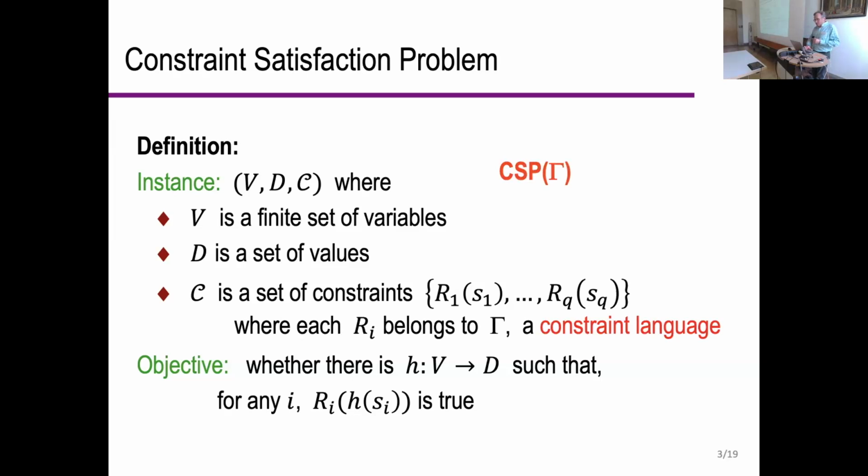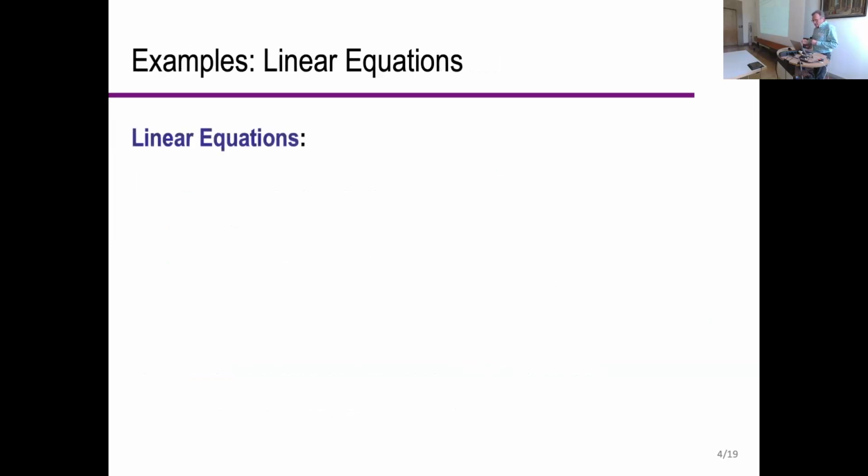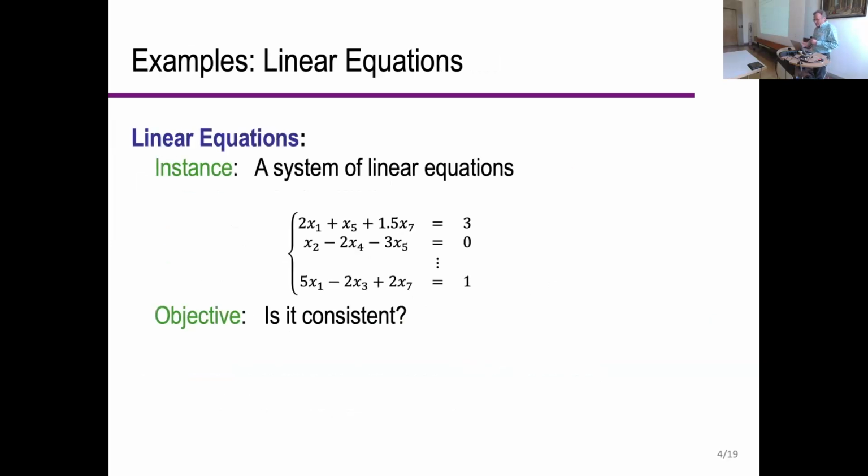So for instance, what we've seen from linear equations is this: every constraint is a linear equation, and that would be a CSP over F_i in predicates. I will denote it by gamma F_i, which involves all possible predicates like this, so that is expressible by a linear equation.